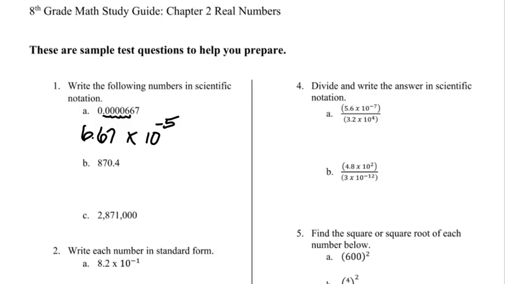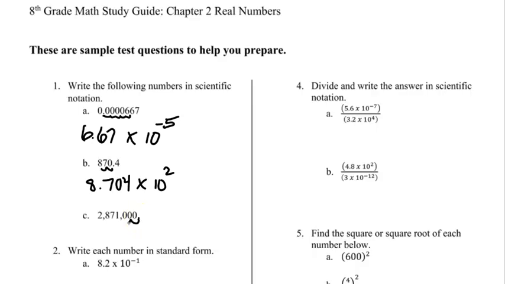Next, 870.4. So if I move this so that the decimal is between 1 and 10, I'm going to move it 2 steps to the left. So this is going to be 8.704 times 10. And since I moved it 2 places to the left, this would be raised to the second power.